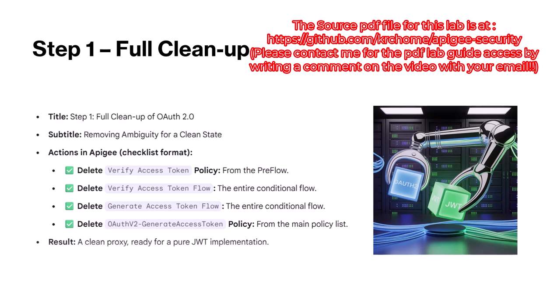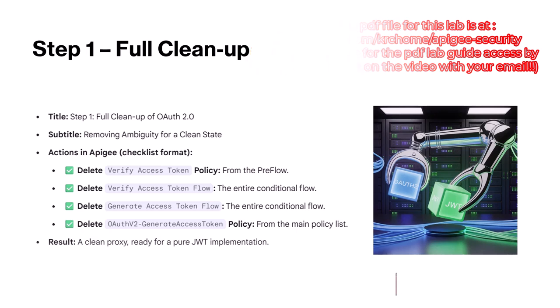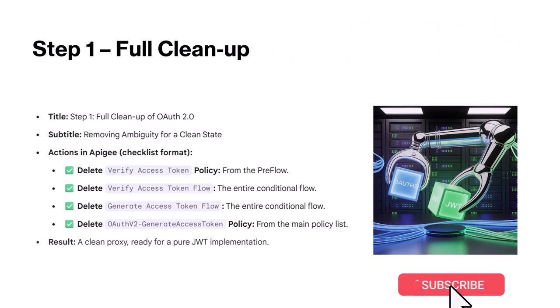Now we'll navigate to the Develop tab of our proxy. To avoid any conflicts or ambiguity, we are going to remove every trace of the previous OAuth 2 implementation. This means we'll first delete the verify access token policy from the pre-flow. Next, we'll delete the entire conditional flow named verify access token flow. And then we'll also delete the generate access token flow, and then the policy itself will be deleted. Once this is done, our proxy is completely free of OAuth and ready for our JWT implementation. So let's go back to the Cloud Console.